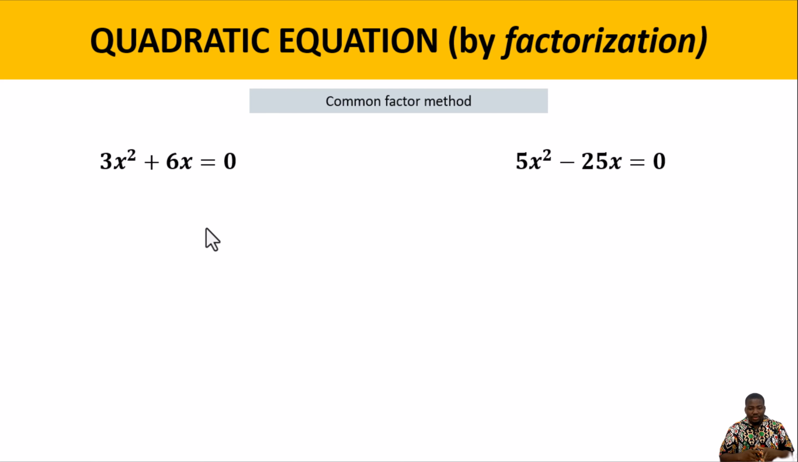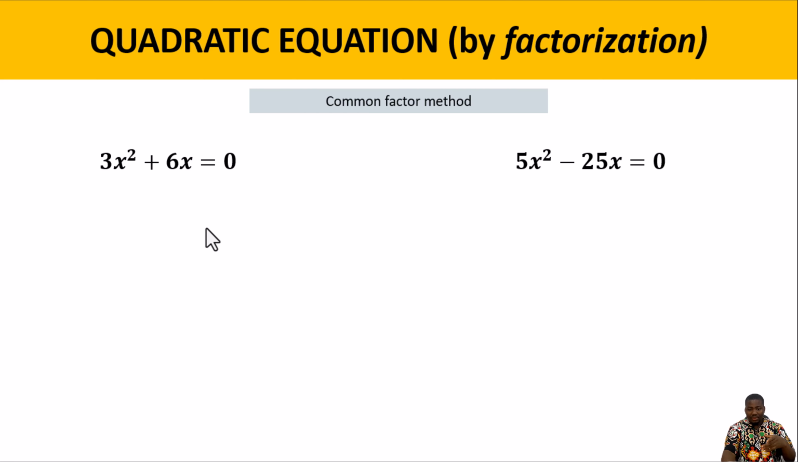In this video, we'll look at how to solve quadratic equations by factorization. So, factorization is not just a simple step. There are different scenarios and different ways to factorize different types of quadratic equations.